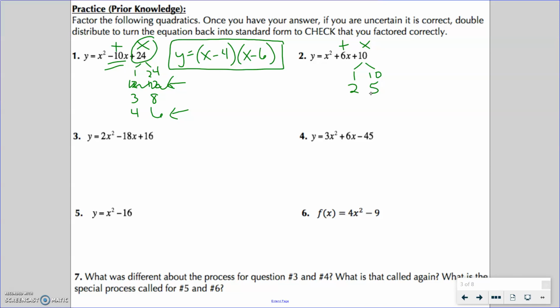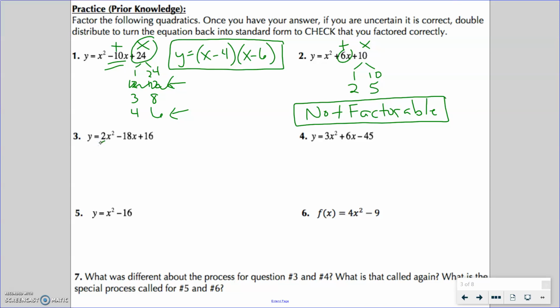So the fact that I tried all these different options, none of them are going to add to give me the 6x. We just write not factorable. So that would be a great example of, well, factoring isn't going to work for graphing this guy. So we'd probably either complete the square or make a table, and I'd probably complete the square if I had to. All right, let's look at number 3.